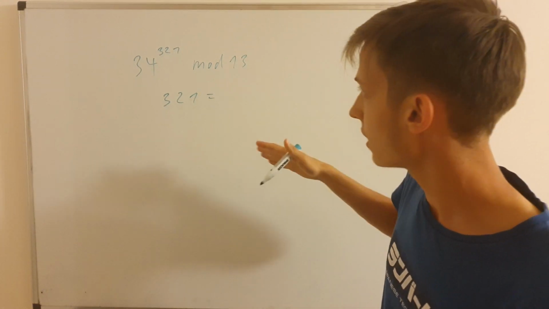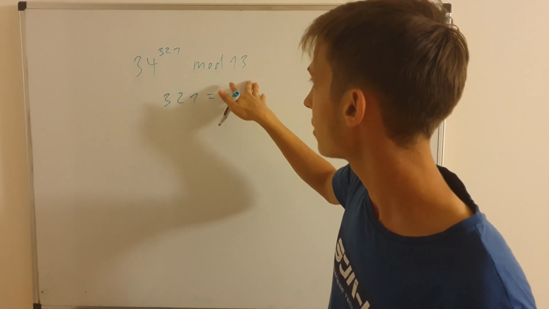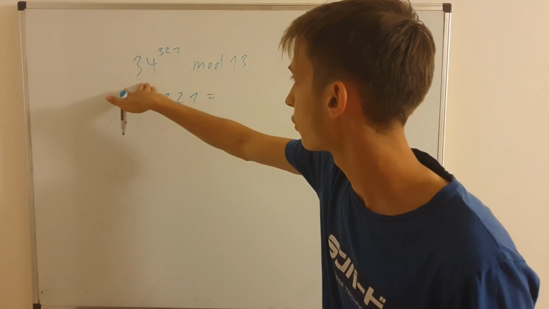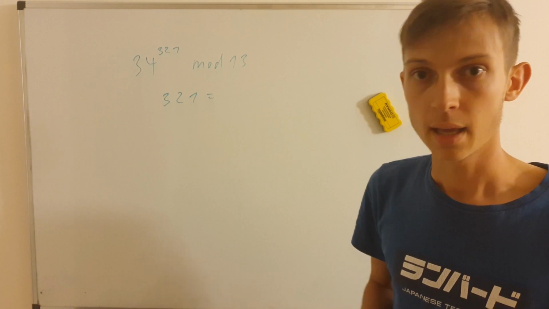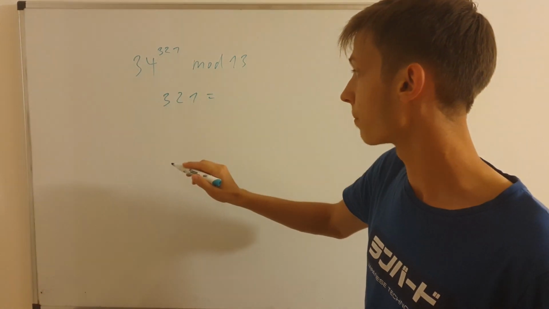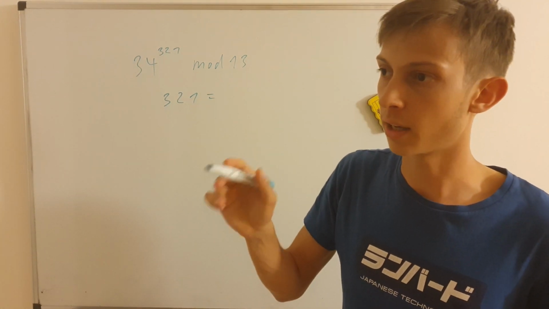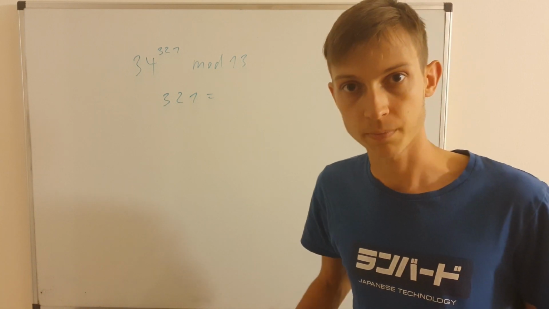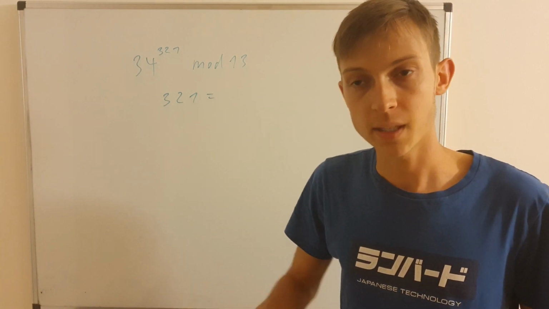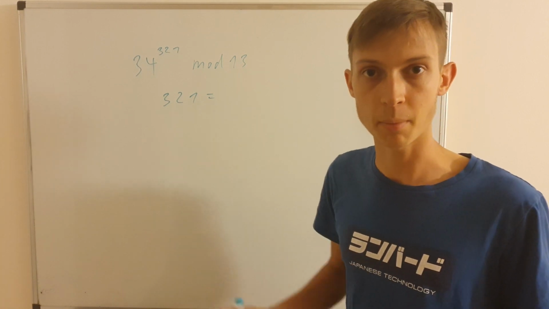So still our goal is the same. What is the remainder after dividing 34 to the 321 power by 13? But first of all, the first step will be rewriting the exponent we have here. I'll be rewriting it as only an addition of different powers of 2. And I'm doing that in such a way that I always first choose the highest possible power of 2 that fits inside the number.